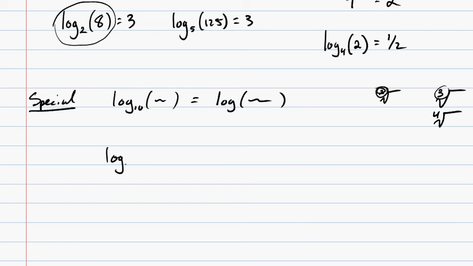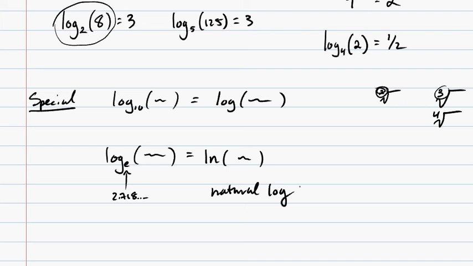Another one is the log base e of a number. You remember e. That's like 2.718 and so on. Well, the way to write that is ln. When you see ln, you know it's base e. It has to do with e. And that's called the natural log. Natural because it happens so often.